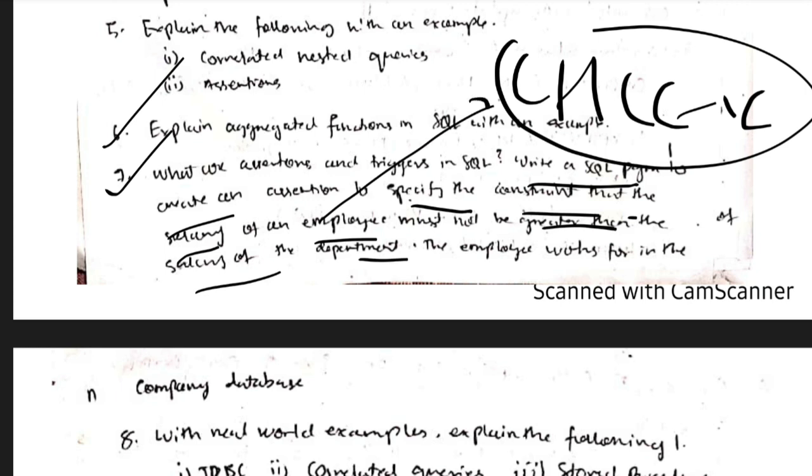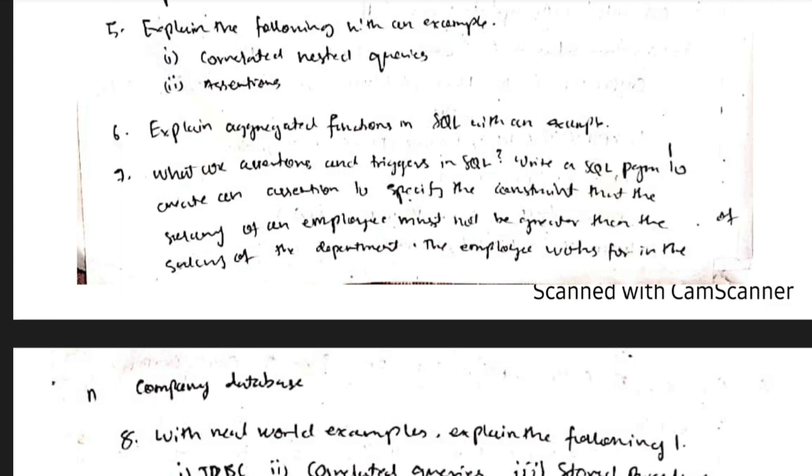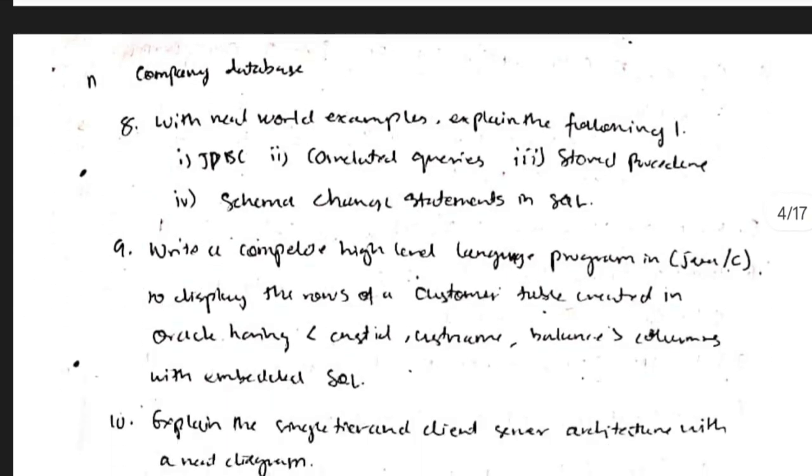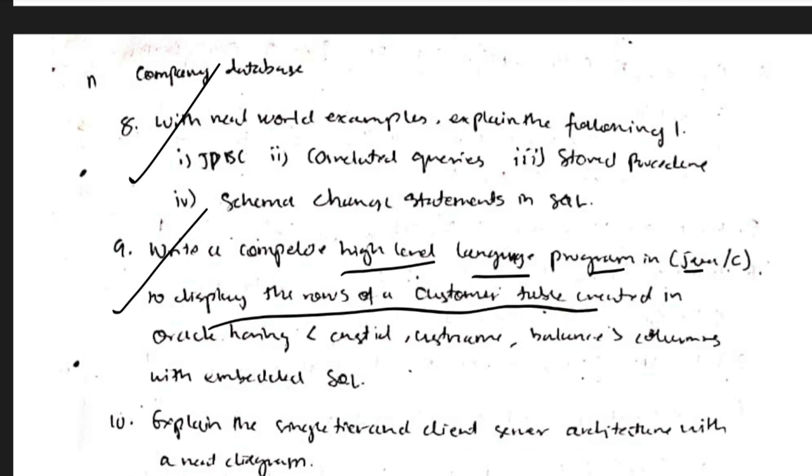But the main thing you have to do is check if the salary of the employee is greater than the department's. If it is true, then reject it, okay, else accept it, okay. In the next question we have been asked to define the following, that's discussed in the theory, and write the complete high level language program to display the rows of the customer table created using Oracle. This has 3 attributes: customer ID, customer name and balance.